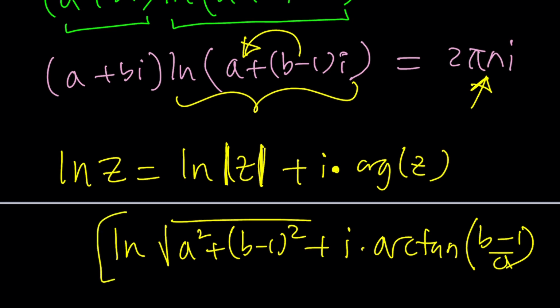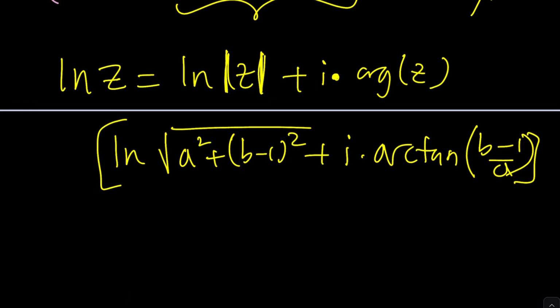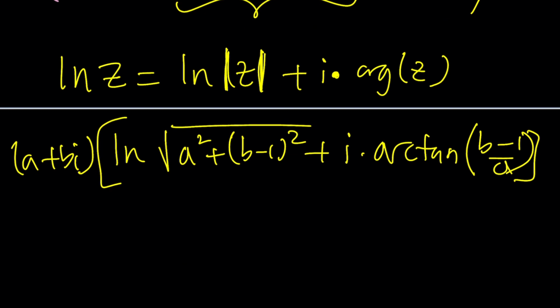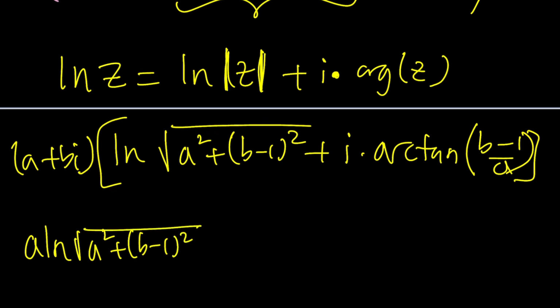Now, this number is multiplied by what? A plus bi. So we're going to multiply these two things, and that's supposed to equal 2 pi n i. You get the idea? And of course, I'm going to distribute everything. This looks like it's going to work, but who knows? This is pretty complicated. So let's distribute this. We're going to add the real part. We're also going to get real parts from here. i times i is i squared. That's going to bring a minus sign.